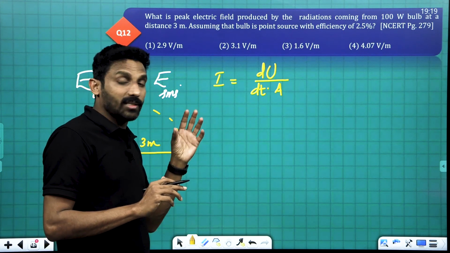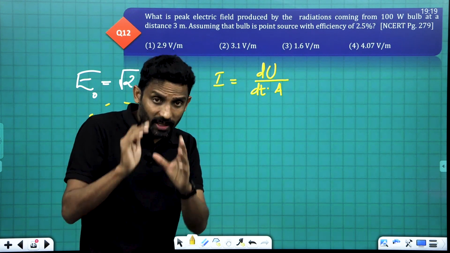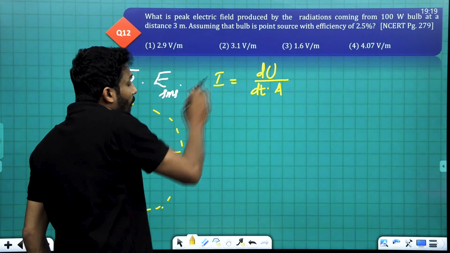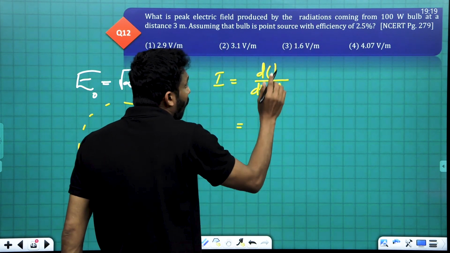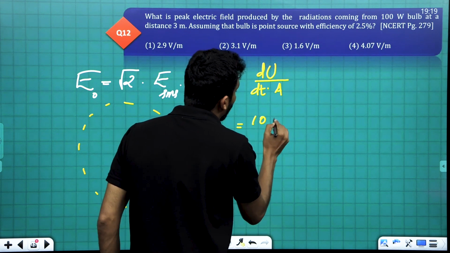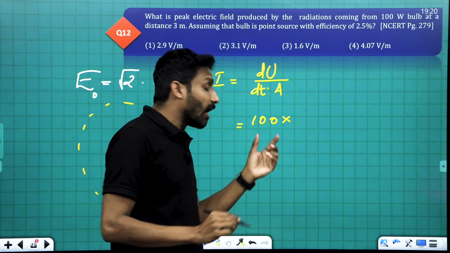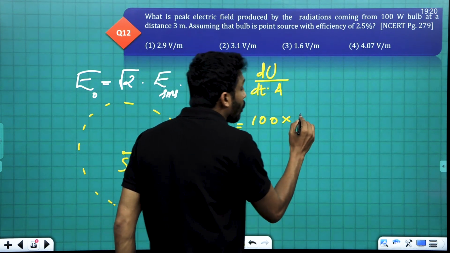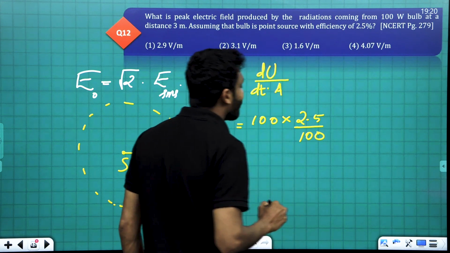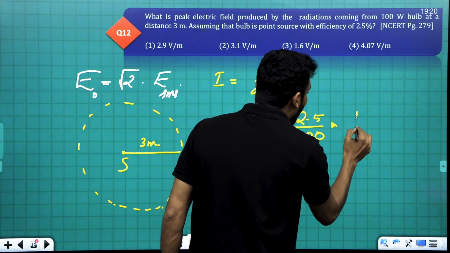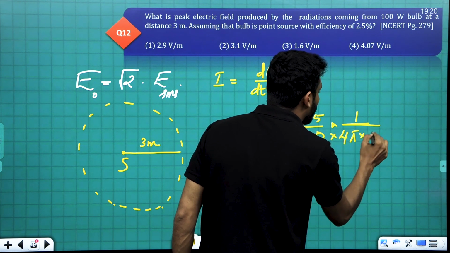You can connect intensity and E RMS value. I will connect it, just wait. Now, dU by dt is the power there. Power of the bulb is 100 watt, and only 2.5% of this value is reaching there. So 100 into 2.5%, divided by area. Area is 4 pi into r square, and r square is 9.